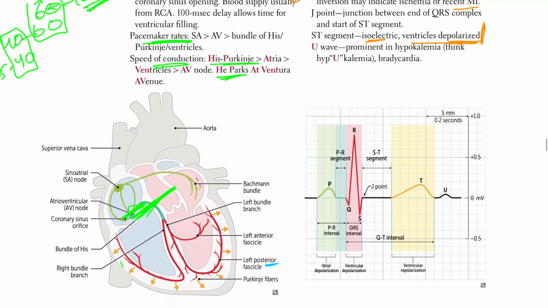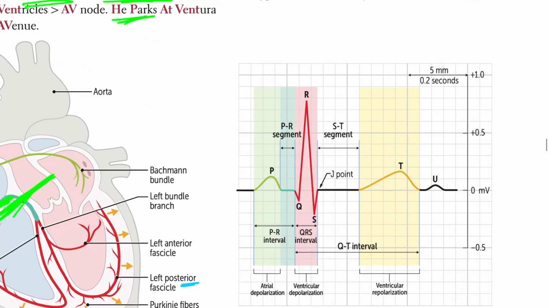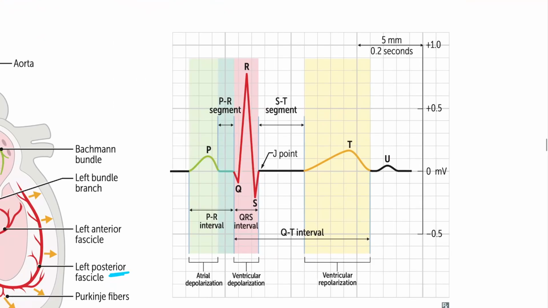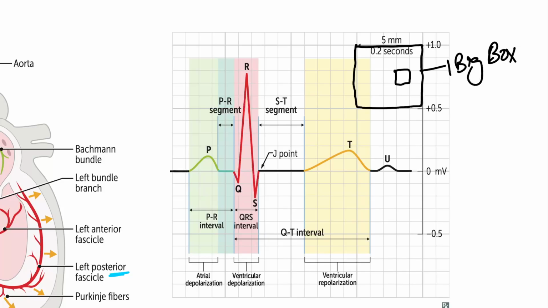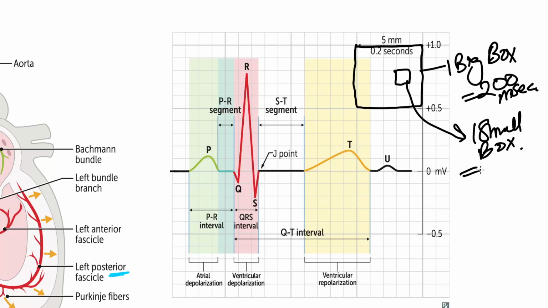If you want to read an EKG properly, let's take a look at that quickly. To read an EKG, we have a big box and a small box. Let's do a big box here. This is one big box, right? And let's also mention one small box. One big box equals 200 milliseconds, and one small box, which is here, equals 40 milliseconds.